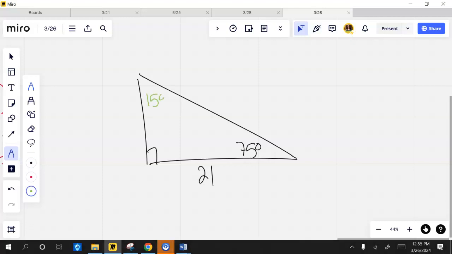Okay. These two have to add to 90 because there's 180 degrees altogether. You've used 90 as your right angle there, so you still have 90 left to give. So 90 minus 75 is 15.